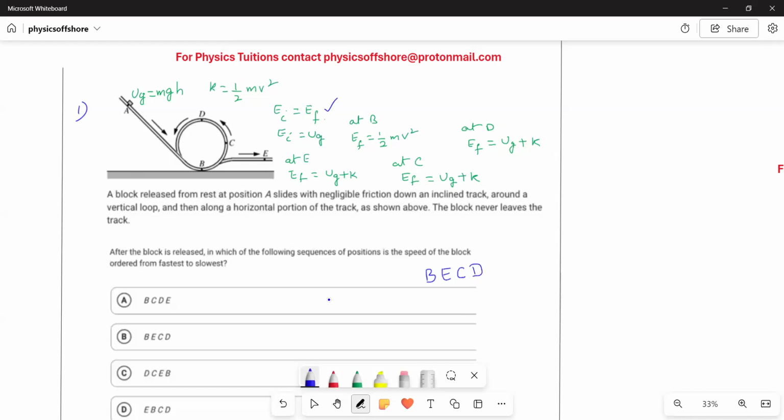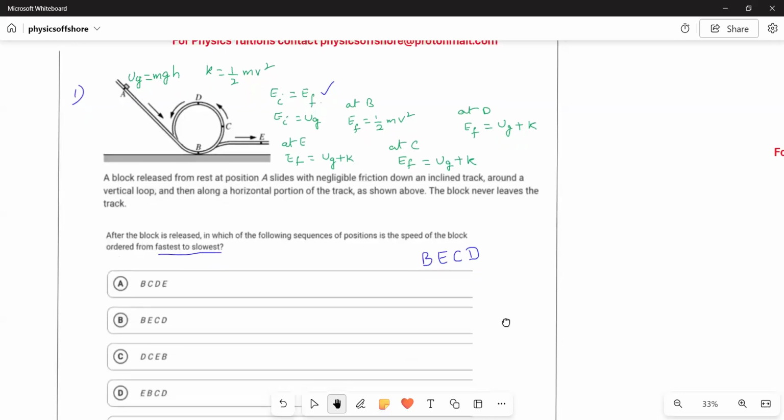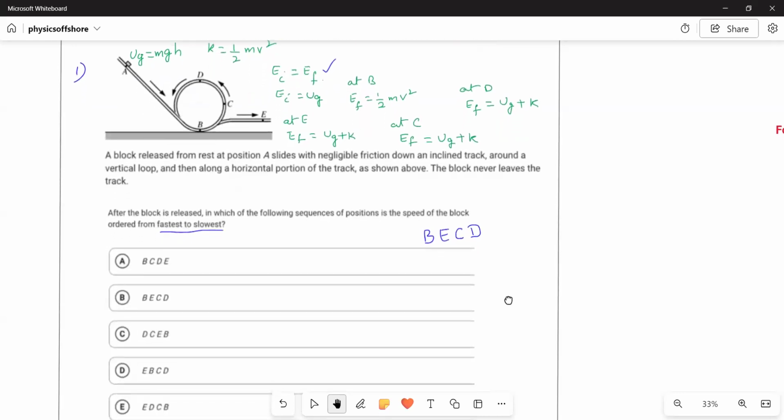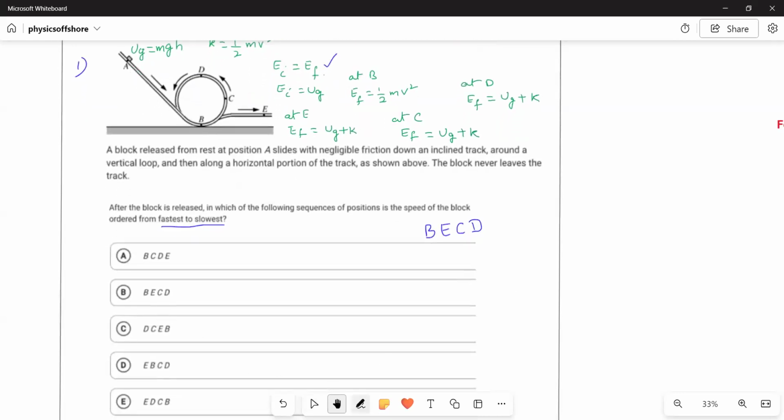So only 4 positions he is asking. So check, fastest to slowest. Here it has the highest speed, and at D it has the lowest speed. So where are the others? Check: B, E, C, D. So this is the answer.